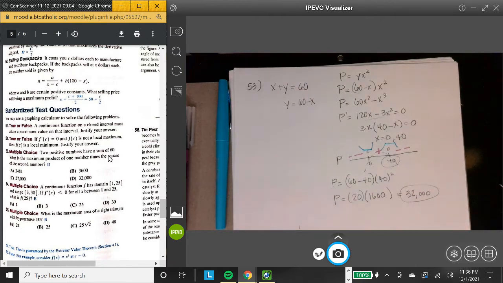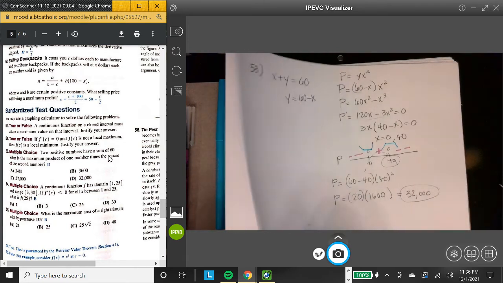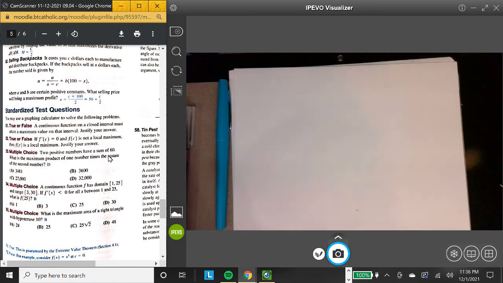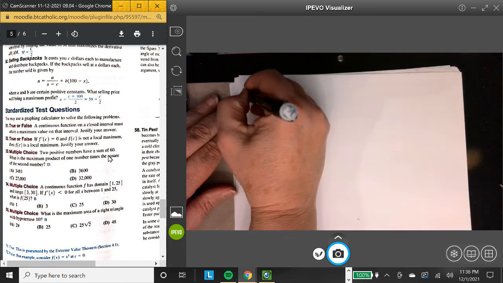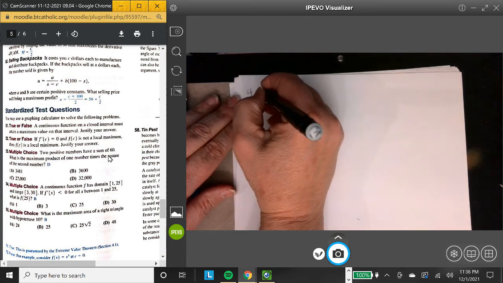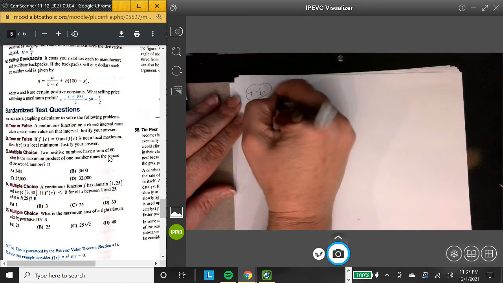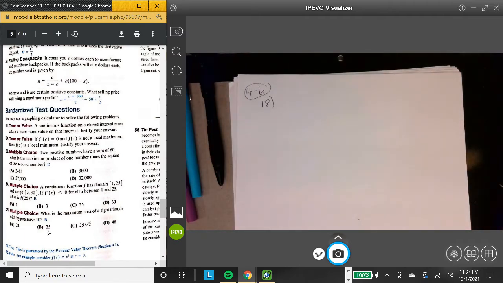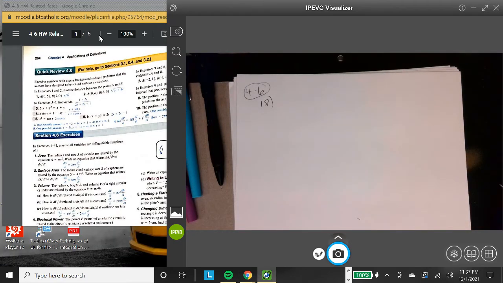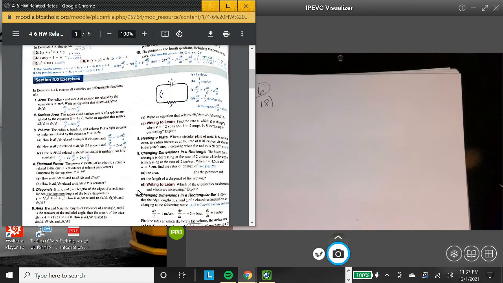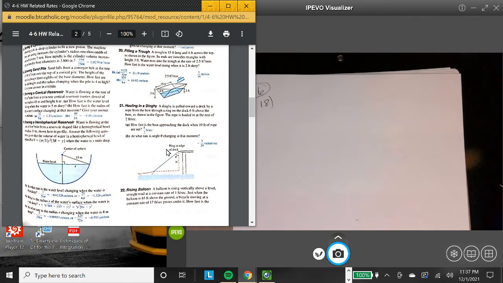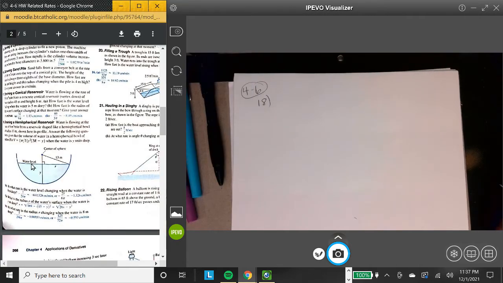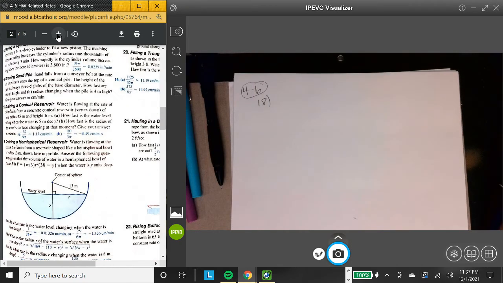Now I'm going to be quickly moving to 4-6, number 18. This is a related rate, and hopefully I've got it right behind here. So let's look at 18. 18 is the hemispherical bowl. Okay, I'm going to make it a little bit bigger.